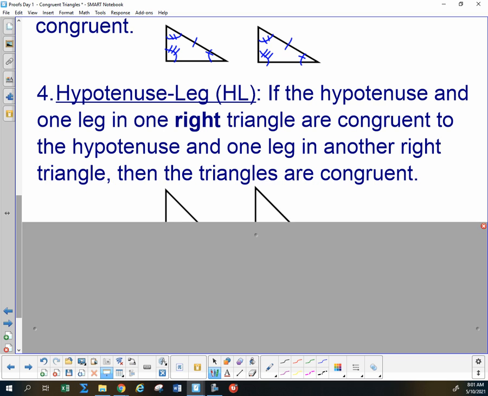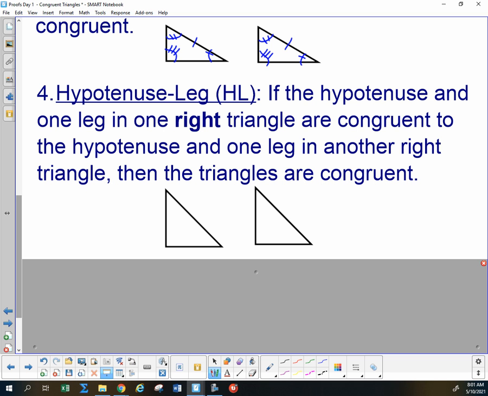And then the last one of these that we use is hypotenuse leg. What kind of triangles have a hypotenuse? James? Only a right triangle. So the fact that we say hypotenuse means we also know that it's a right triangle.